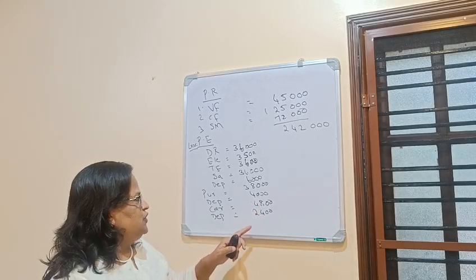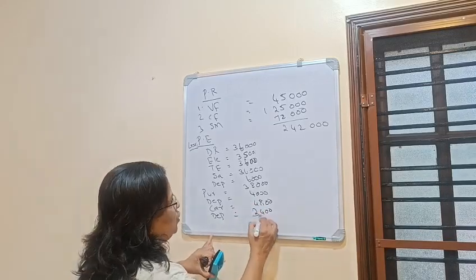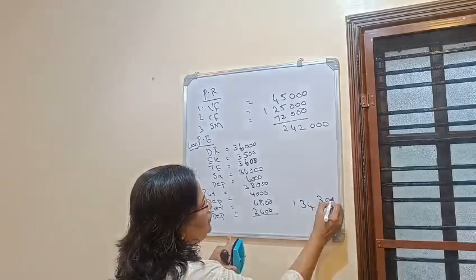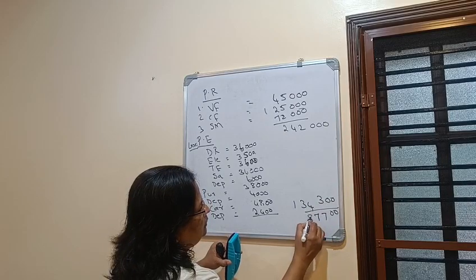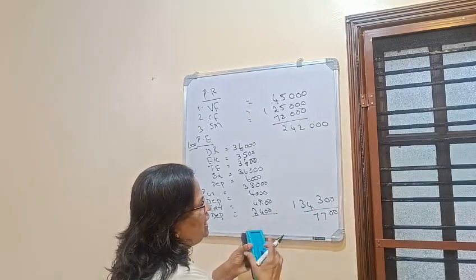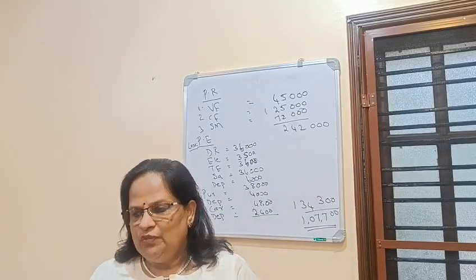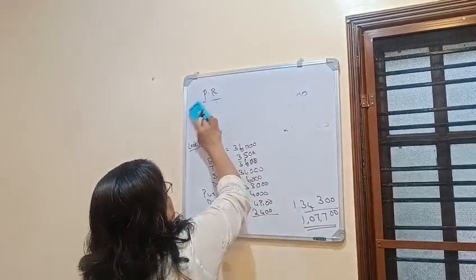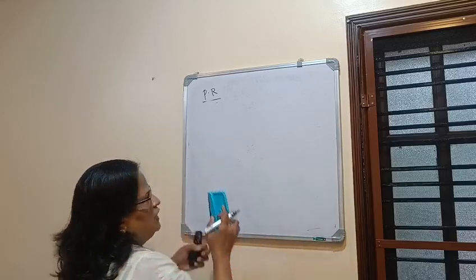Car expenses we have reduced to 4,800 and 2,400. So this total is 1,34,300. So when you reduce this from 2,42,000, we get 1,07,700. 1,07,700 is the professional income of this doctor. So we completed the first problem. Now we will do the second problem.